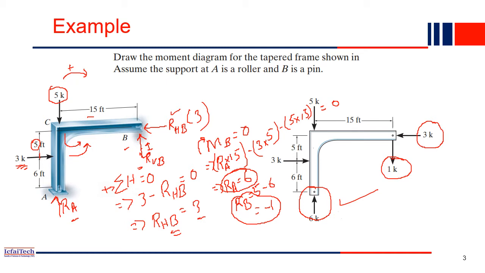How many parts do you want to make? So first one is this column. Now we'll divide it here, and this beam will be here, and then this joint. So basically we'll make 3 parts of this entire frame. This is our part 1, this joint is part 2, and this is part 3. So the entire frame will be divided into 3 parts, and we'll make 3 free body diagrams, and then we'll draw the bending moment diagram for this frame.